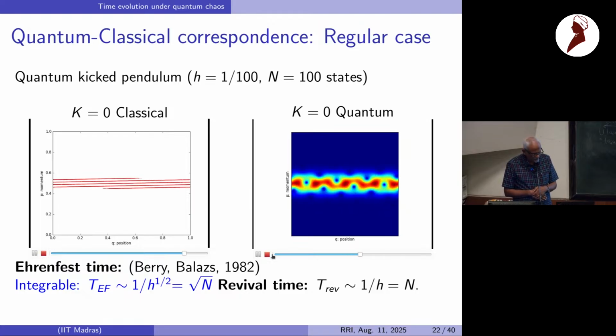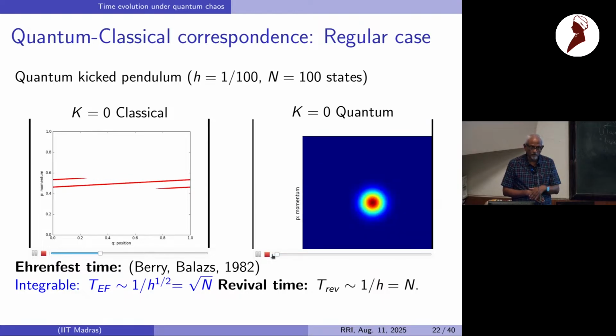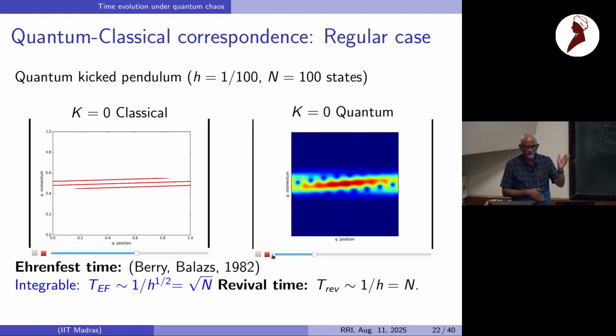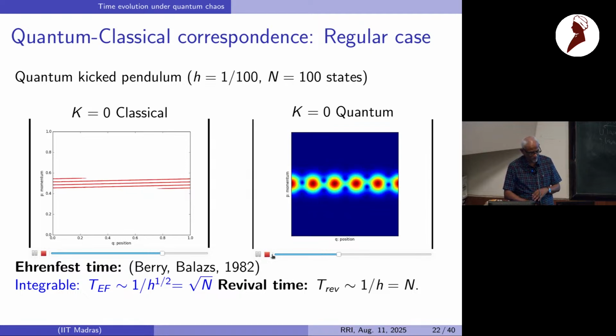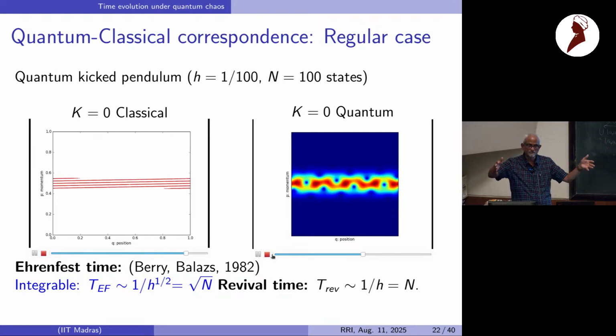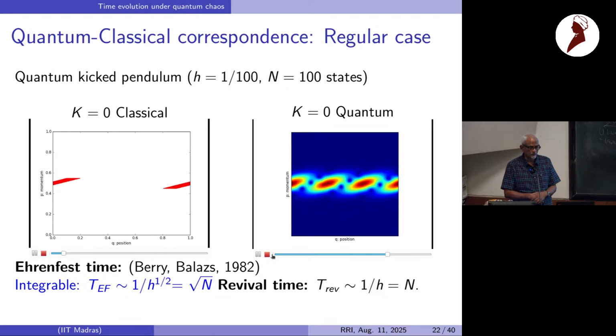It was pointed out by Berry and Balazs rather early on that this Ehrenfest time scale goes as 1 over square root of h bar. This is all dimensionless h. So it scales as 1 over square root of h bar. Clearly, in the classical limit, h bar tending towards 0, this time goes to infinity, and you have infinite-time classical-quantum correspondence.